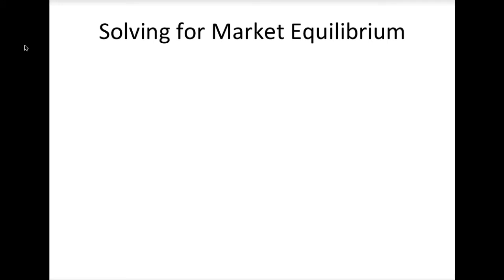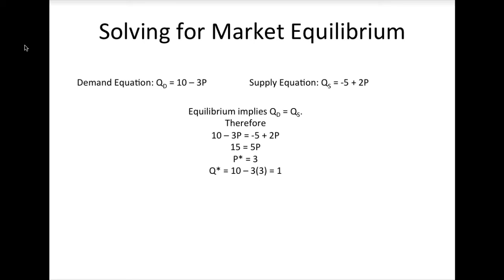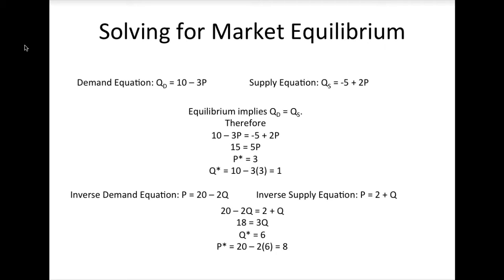To find the market equilibrium, simply set the equations for the market demand and supply equal to each other, and solve for the equilibrium price. Then substitute the price back into either formula to find the equilibrium quantity. If instead you have the inverse supply and demand equations, set the equations equal to each other and solve for quantity. Then substitute this quantity back into either equation to solve for the price.